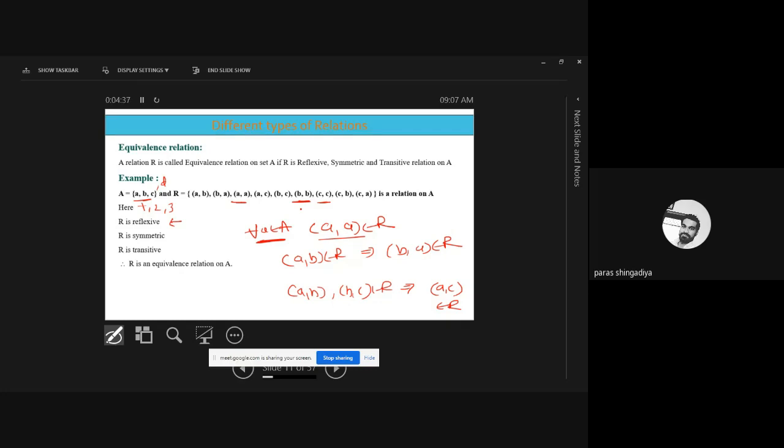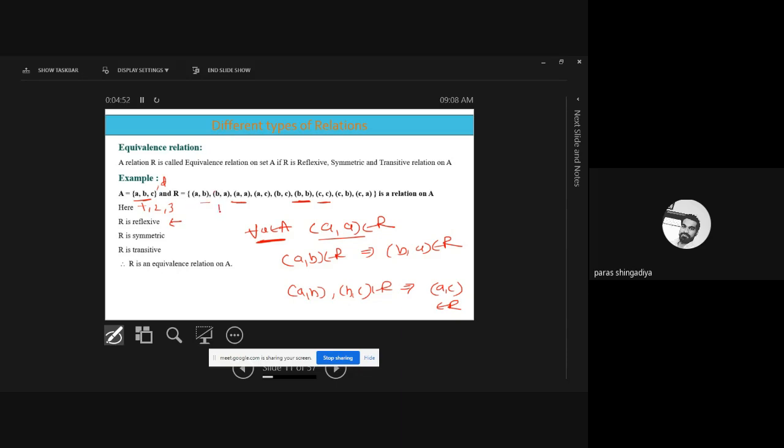And now for the symmetric relation. We just consider one pair, and its symmetric form should be inside the relation. If (A, B) is there, then (B, A) should exist. Clear? So just start with the first pair (A, B). Clear?